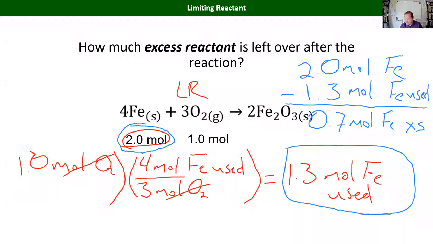Whatever your limiting reactant is, you're never going to have any excess of it. For this class, we're always going to assume that we use up all of our limiting reactant. So if we started with 1 mole of oxygen and we used 1 mole of oxygen, there is no excess oxygen. Excess reactant is always going to be the compound that's not your limiting reactant, which makes sense. You don't have any leftover hamburger patties if you use up all your hamburger patties.